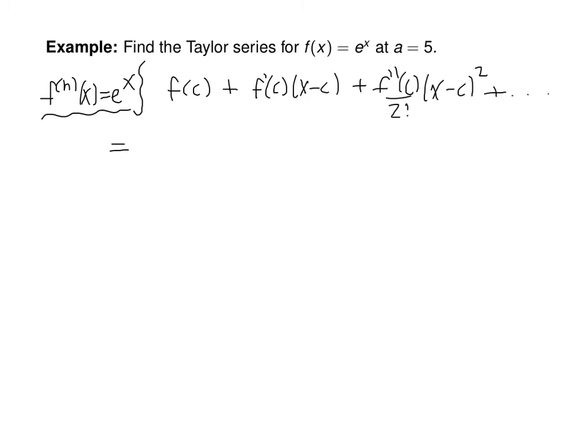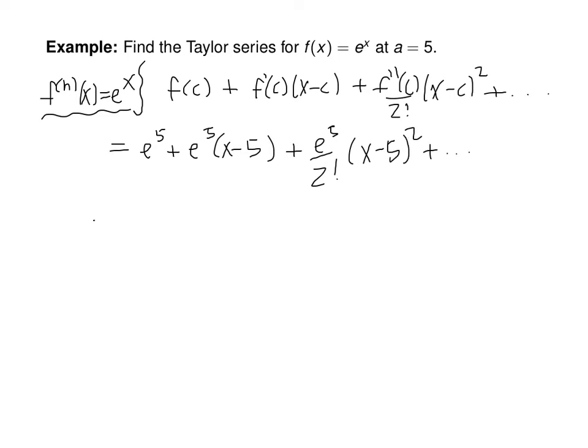So in this case, f of c will be e to the 5th. f prime of c is also e to the 5th times x minus 5 plus e to the 5th over 2 factorial times x minus 5 squared, etc., which in summation notation is a sum from n equals 0 to infinity of e to the 5th times x minus 5 to the n over n factorial.